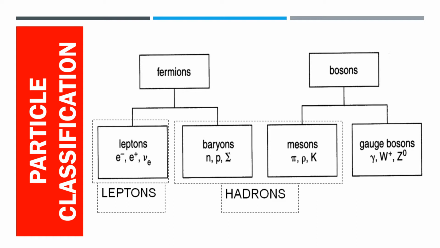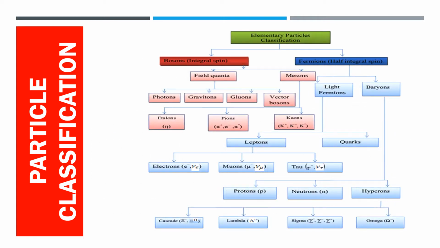Following spin statistics, elementary particles are also classified as fermions and bosons, in which leptons and baryons are fermions, that is spin half particles, and mesons and gauge bosons are bosons, that is spin integral particles. Now, what are gauge bosons? These are the field particles which mediate the interaction between the particles. This chart is a hierarchy of elementary particles with different groups and subgroups.